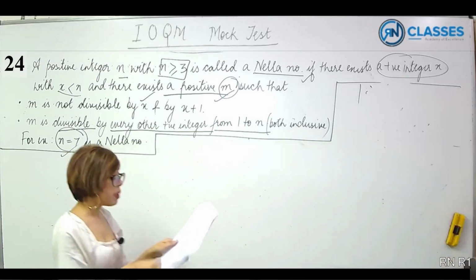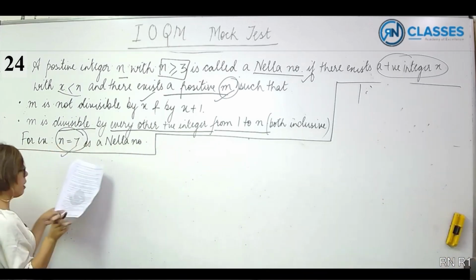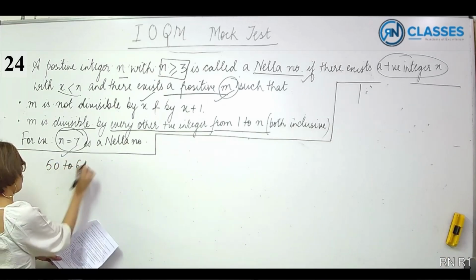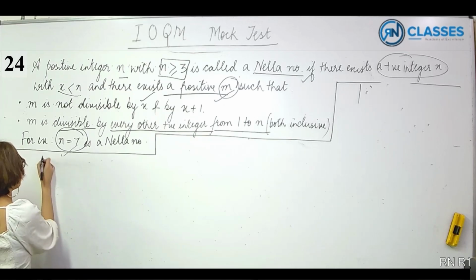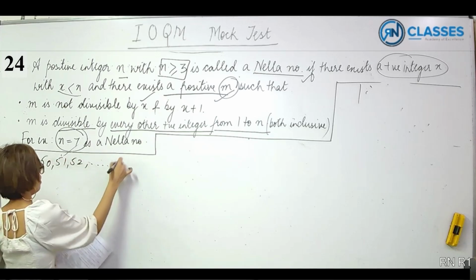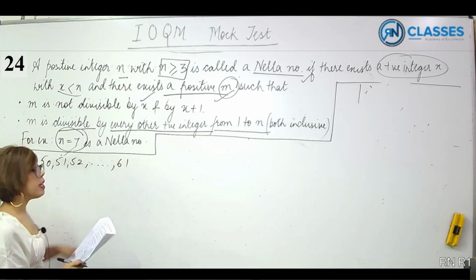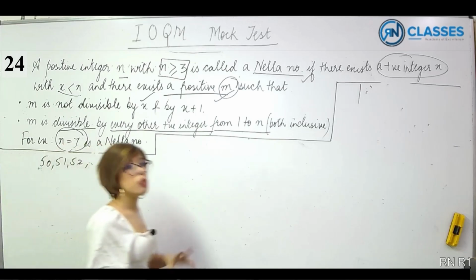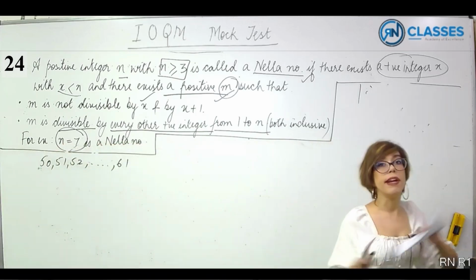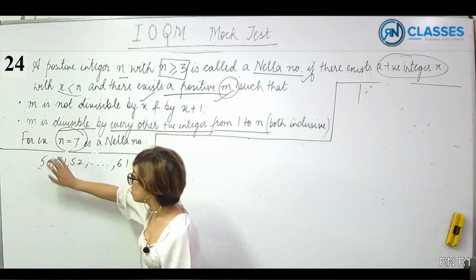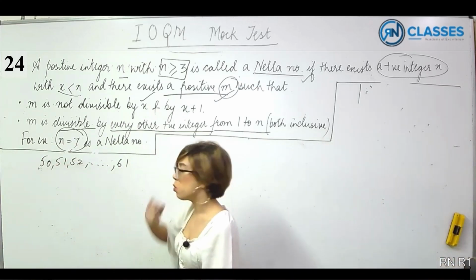Right. My question is, how many Nella numbers are there from 50 to 61? Or I can just write it like this: 50, 51, 52, and so on, till 61. Both included. So I need to see how many Nella numbers are there amongst these numbers. The question paper is in the description box. I'm not writing it because I need this space. I need to check whether this is a Nella number, whether this is the one, this is the one, and so on.